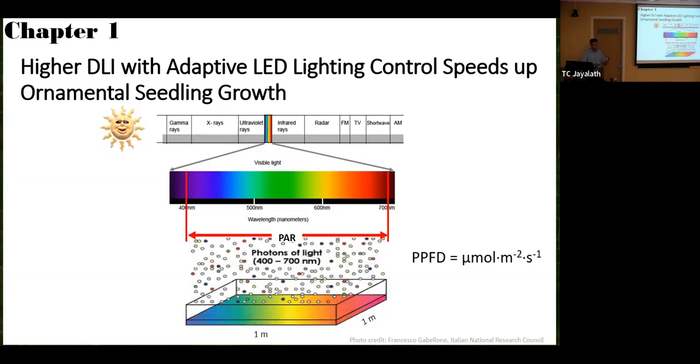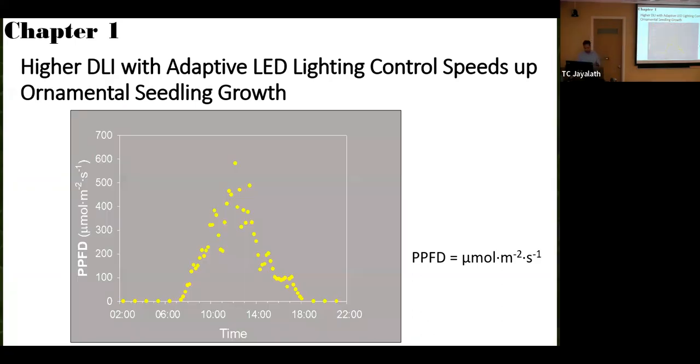If we measure the amount of photons that we're getting from this range in a square meter of area within a second, that is called photosynthetic photon flux density. We normally call it PPFD level. Also, if you're looking at a 24-hour period, and we plot all these PPFD values every second and then add them together, that is called DLI, daily light integral. So now the value is moles per square meter per day.